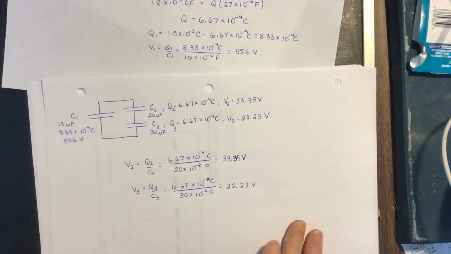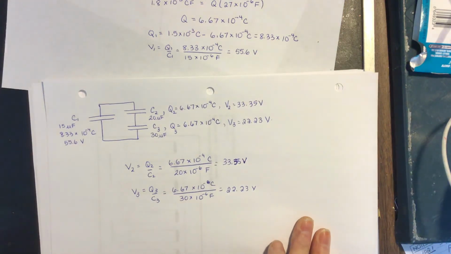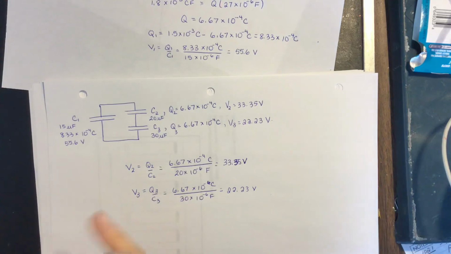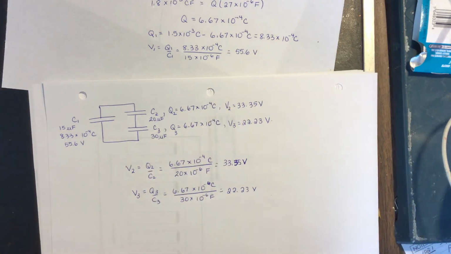So now we've found the charge on and the potential across each of our capacitors. We notice here that our potentials add up to be the 100 volts. So initially we had 100 volts. Now in the final step we still have 100 volts. So everything works out the way we expected it to.